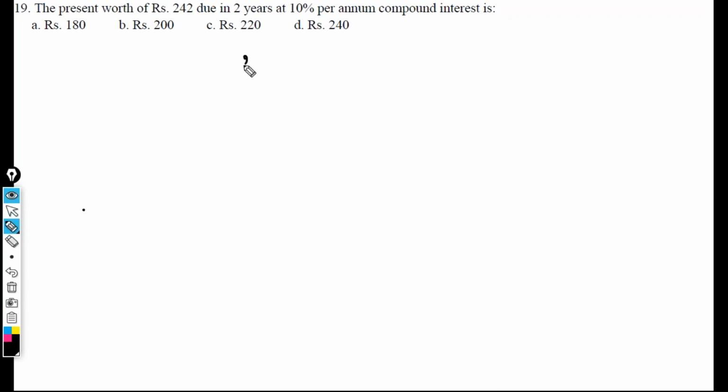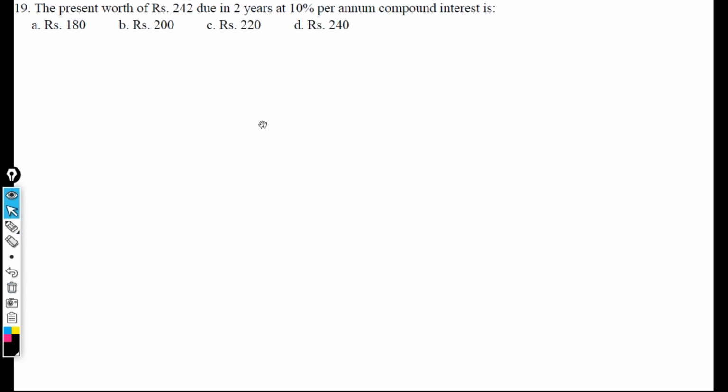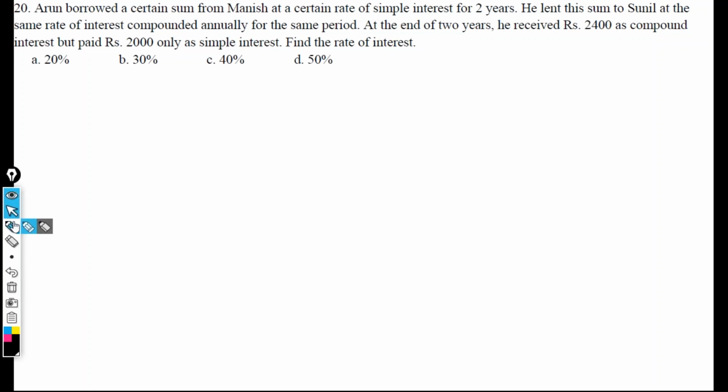So in this case, straightway we can say that 242 equals P into 1.1 square, which is 1.21. So it got cancelled out with 200. So the answer comes out to be B. So please do not waste your time in writing formulas also. If we can write these kinds of equations straightaway, it saves a lot of time. Is it done? Any doubt? Okay, then be quick.